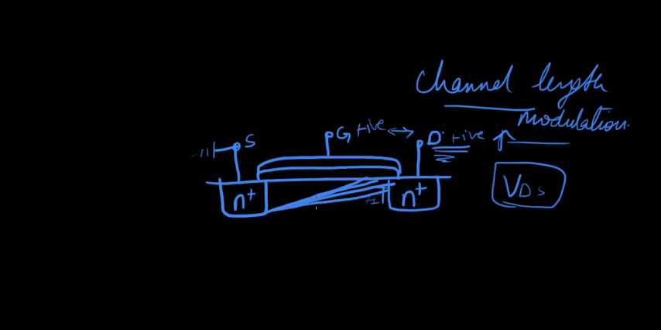So the length of the channel is now a function of VDS. If you change VDS in your design, you have to understand your channel length is going to modulate. That's all there is to know about channel length modulation. Of course, when we come across a few problems, you'll understand better. Thank you.